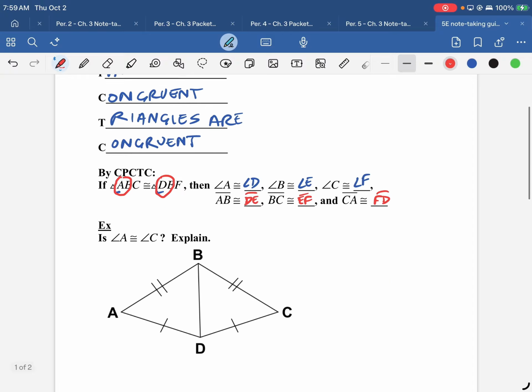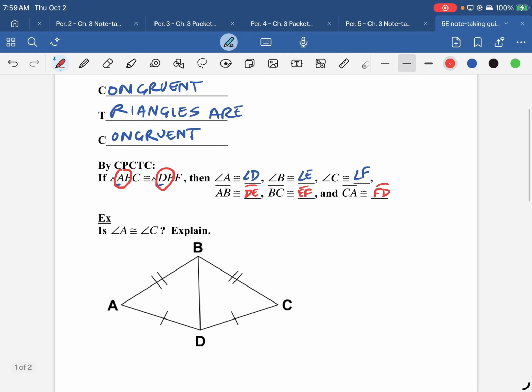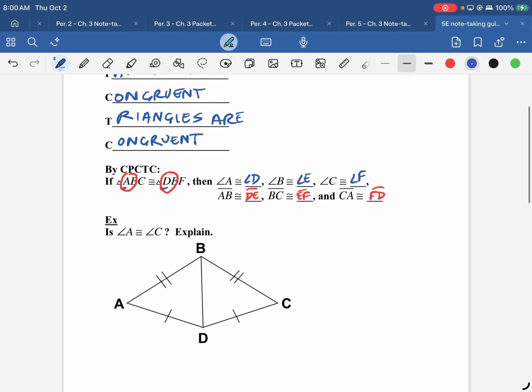Okay? So here we're going to show that angle A and angle C are congruent. They're not marked as congruent in this diagram. So what I want to do first, in order to use CPCTC, you have to have congruent triangles. I don't have that yet, so I'm going to first show that the triangles are congruent, and then if the triangles are congruent, then angle A would have to be congruent to angle C because they'd be corresponding parts.